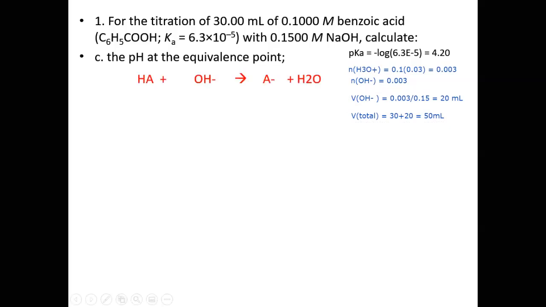So again, we have a weak acid, strong base. Let's do the modified ICE.